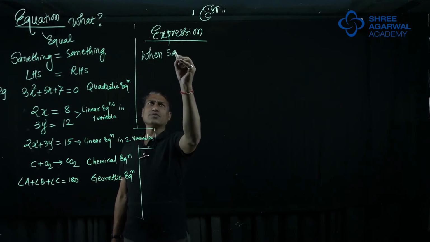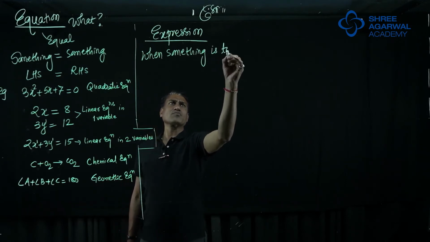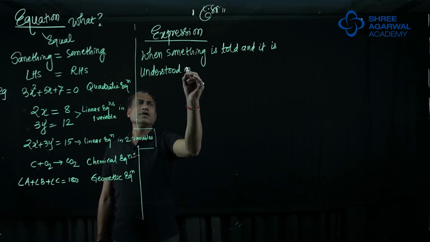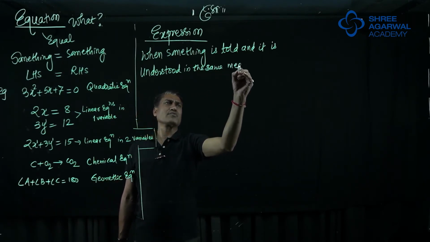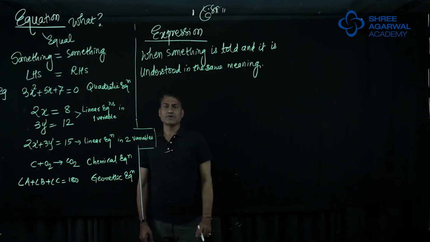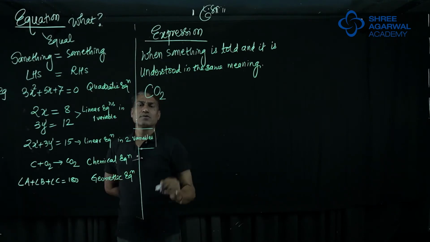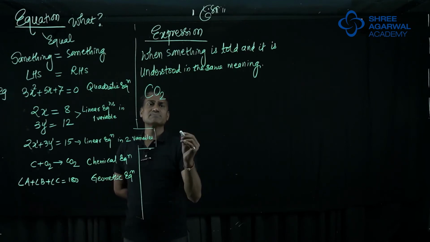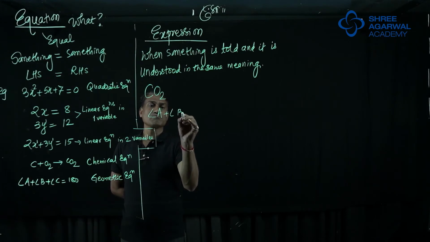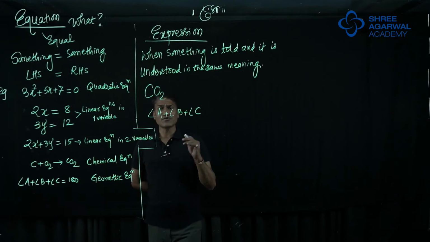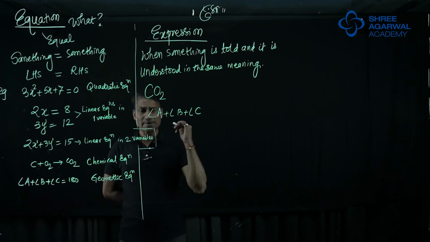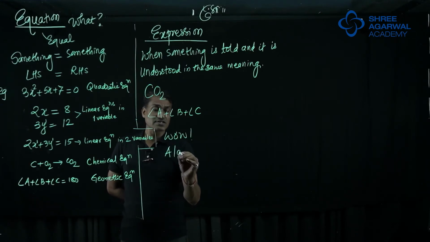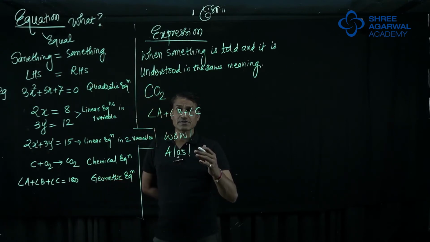When something is told and it is understood in the same meaning, it is called an expression. For example, if I am writing like this, I think you understood that I am saying carbon dioxide. But if I write like this, you understood that I am saying the addition of three angles of triangle ABC. Or if I am writing like this, or if I say, alas. All these are expressions.